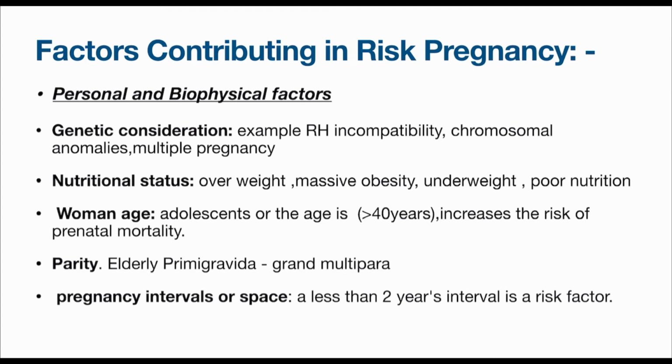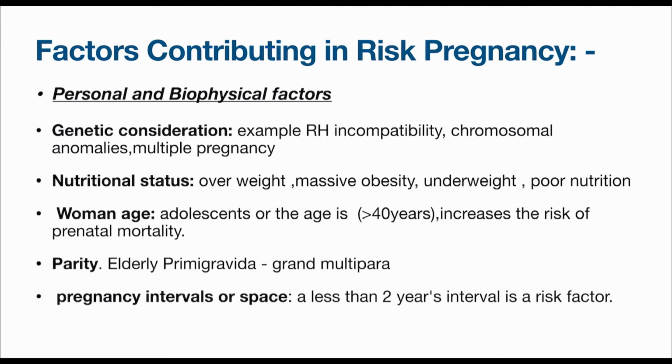The genetics, the nutritional status, the woman's age, the parity, the pregnancy interval. So starting with genetic considerations, for example, the mother having an Rh incompatibility, for example, if she has O plus blood type and the father has O minus blood type. In this case, the woman should be given medication during the pregnancy to protect her pregnancy and help her survive it. Chromosomal anomalies or multiple pregnancies. Nutritional status, of course, is an important factor if she is overweight or massively obese or underweight or poorly nourished.